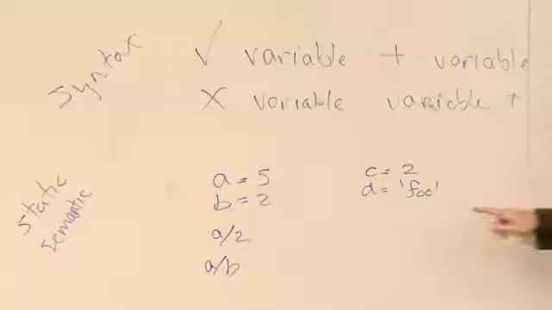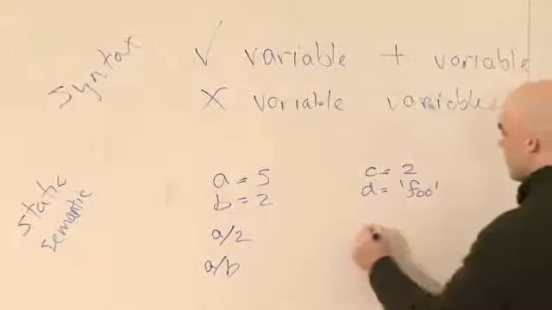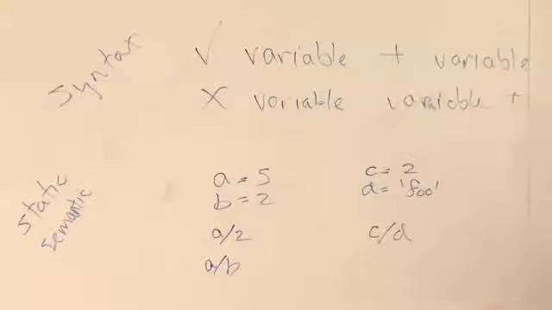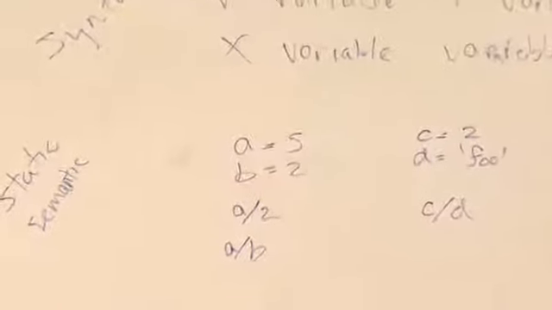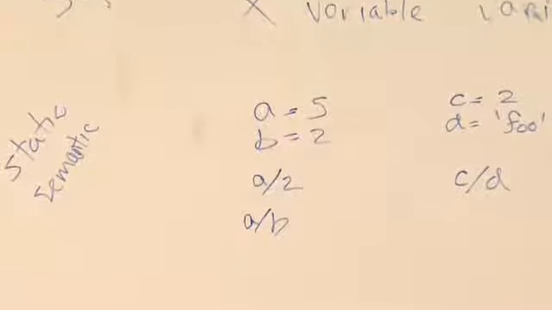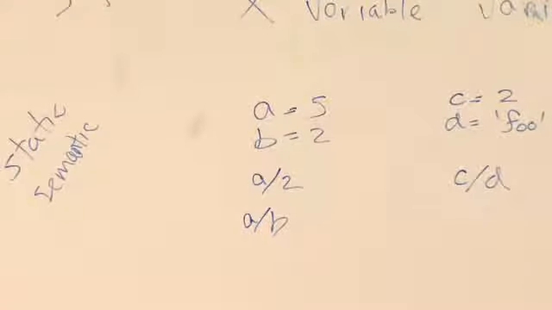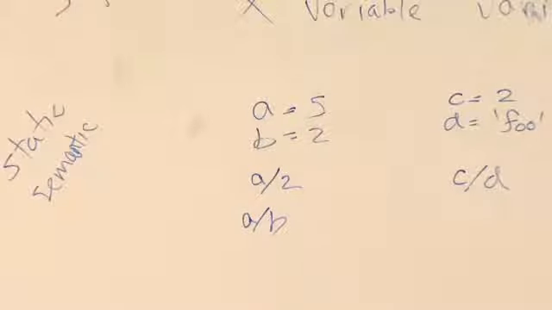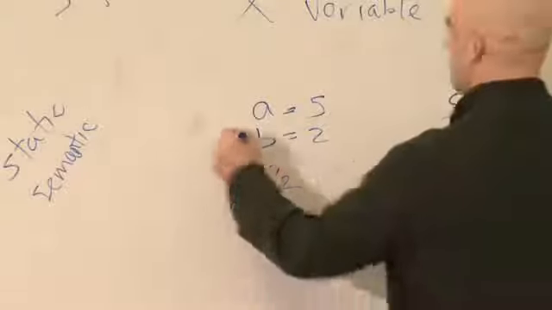I'm going to say that this variable D is a string foo, right? C divided by D, where C is a number and D is a string, that's something that's not meaningful, right? What does a number divided by a string mean? Nothing. So that's what we're talking about with static semantics. So bad.